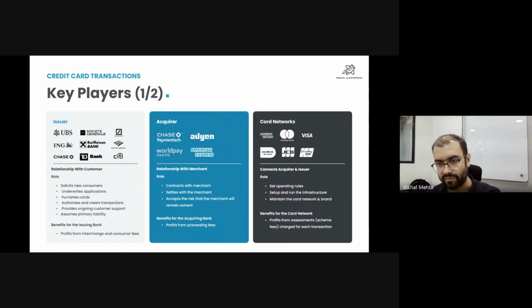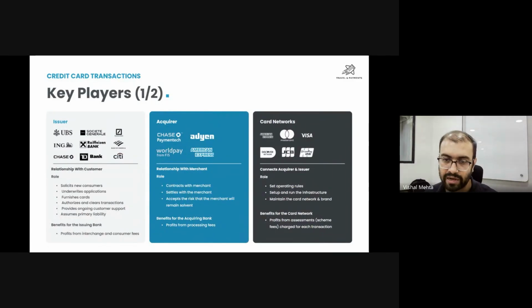And then there are card networks. American Express, MasterCard, Visa, these are the typical card networks everyone knows of. A few years ago, Discover and Diners Club merged, and that's how the Discover.